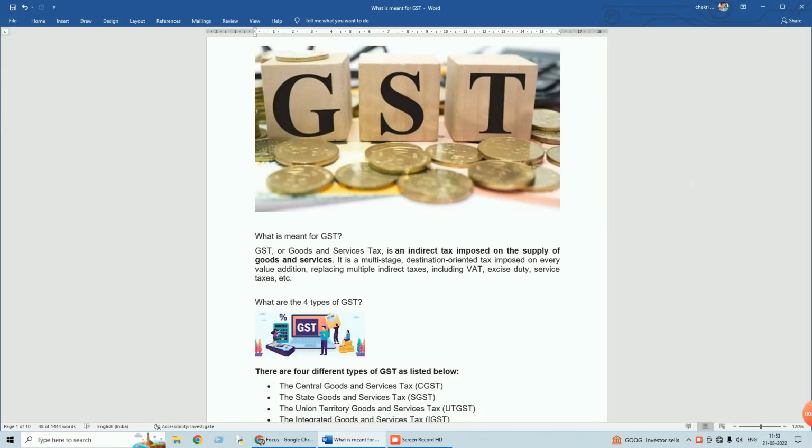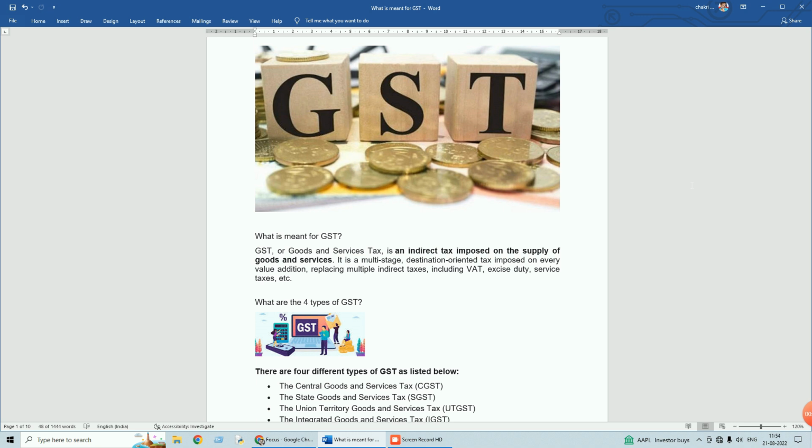In the last video we discussed how to configure the GST module. So in this video I am going to talk about the GST reports. Before that we have to understand what is GST. GST means Goods and Service Tax, which is an indirect tax imposed on the supplies of goods and services.